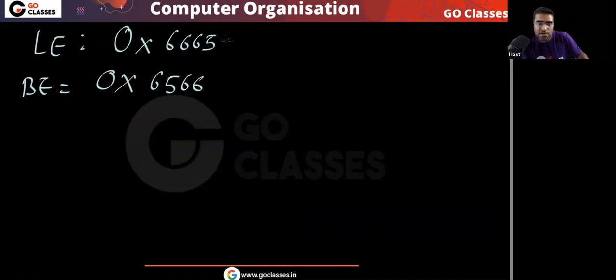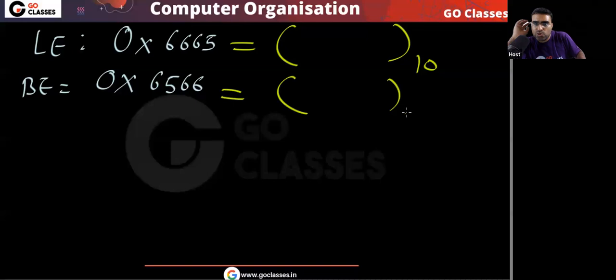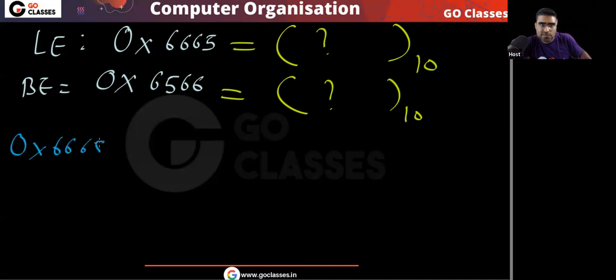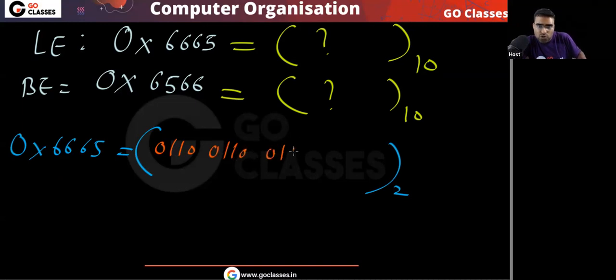So you calculate. First you calculate the decimal. In decimal, what will it become? See, this 6665, what will it become in decimal? First let's convert into binary. In binary, it will be 0110 0110 0110 0101.